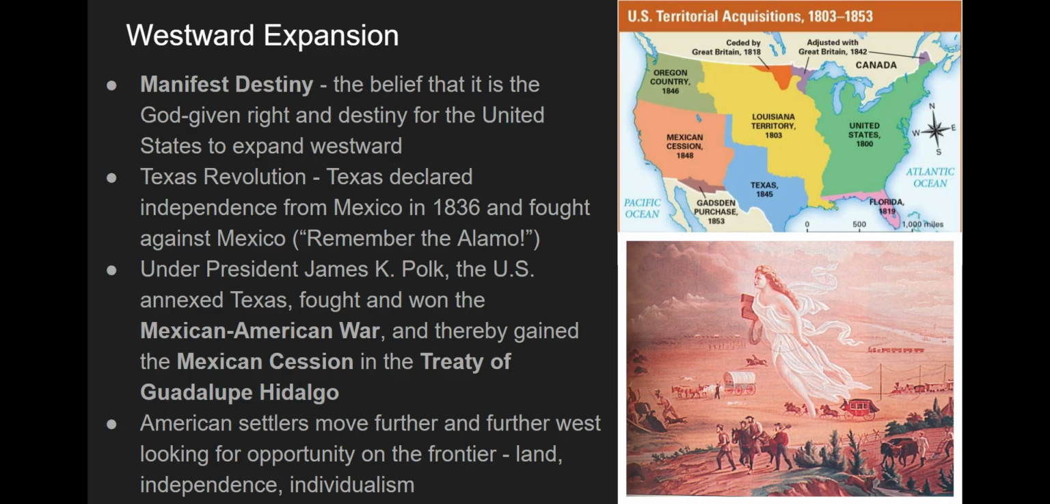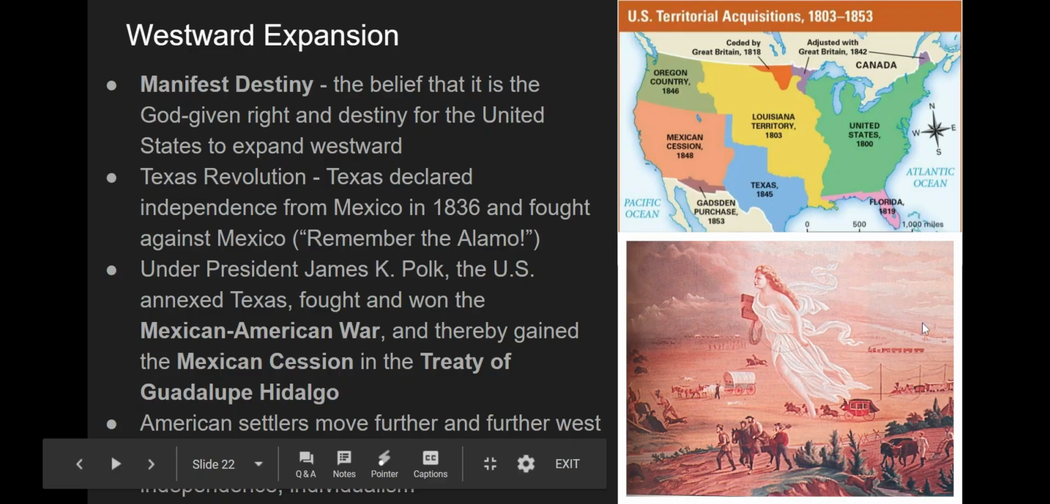It means it's the obvious destiny, the belief that it is the God-given right and destiny for the United States to expand westward. And here's that really famous painting we love to show you as history teachers, where you see this woman who is going from east to west, and we can see other things following her. We see farmers going out west, settlers out in wagons. We see the Native Americans running away with the buffalo.